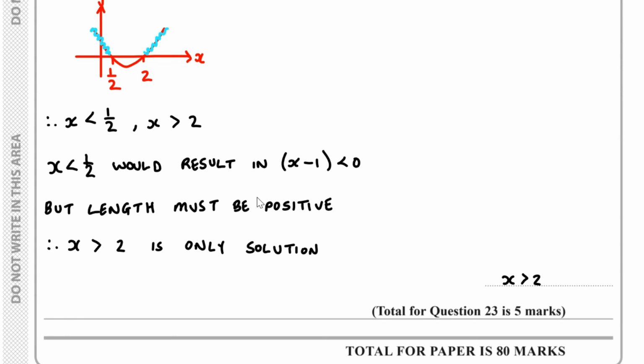Okay, so here is our answer. x is greater than 2 is the only solution.